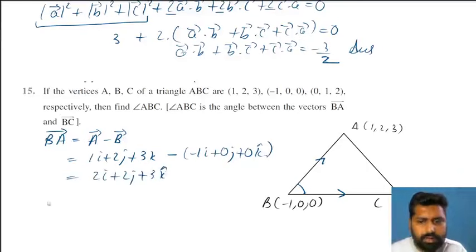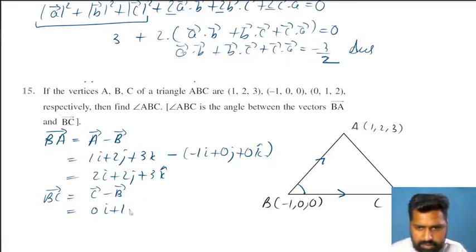Okay. Similarly, you can write BC vector also. Now BC vector is C vector minus B vector. Okay. So C vector is 0i plus 1j plus 2k. Okay. Minus B vector is minus 1i 0j 0k.